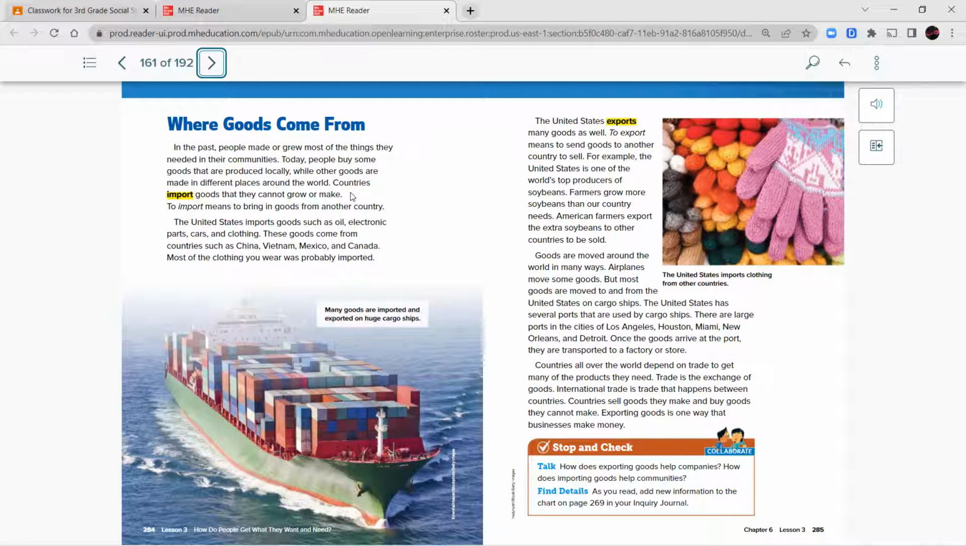Countries all over the world depend on trade to get many of the products that they need. Trade is the exchange of goods. International trade is trade that happens between countries. Countries sell goods, and they make and buy goods that they cannot make. Exporting goods is one way that businesses make money.